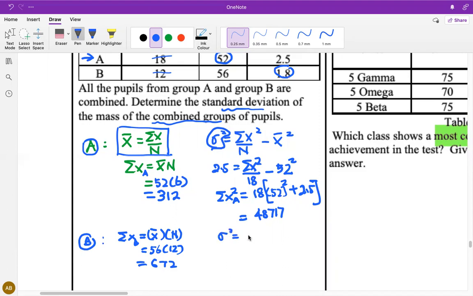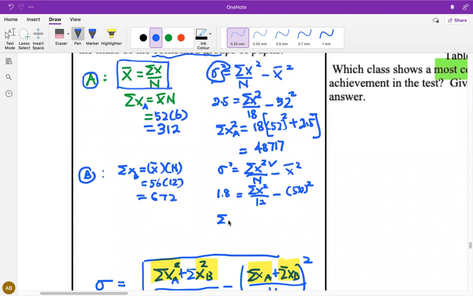Okay, so we write down the formula first. So this is what we want to find. We put in 1.8. This one we don't know. We know this is 12 times 56 squared. So therefore, our sum of x squared will be 12 times 56 squared plus 1.8.